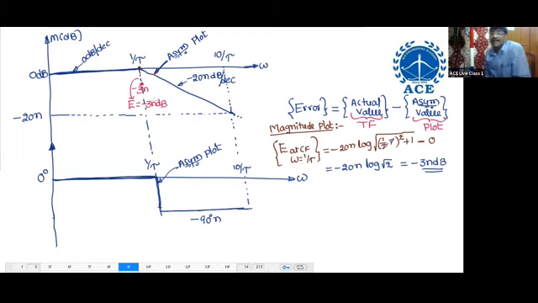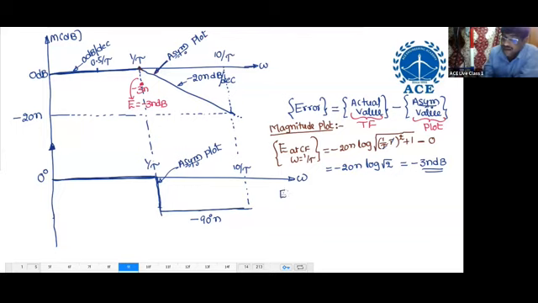Now calculate the error at 0.5 by tau, all of you. What you have to do? In place of omega, put 0.5 by tau. Here put 0.5 by tau. Come on.